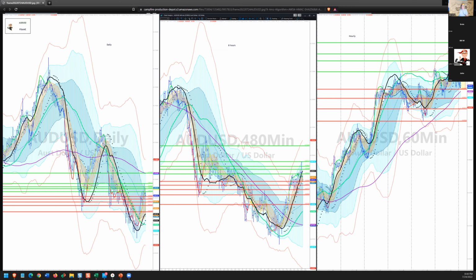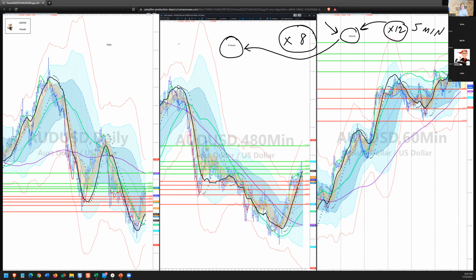All right, so this is Luke's 5-minute Aussie with multi-time frame, multi-lens analysis. He normally trades on a 5-minute, and now he's added 3 extra time periods for context. 5 minutes times 12 gets you up to hourly bars, times 8 gets you up to 8-hourly bars, times 3 gets you up to the daily bars.